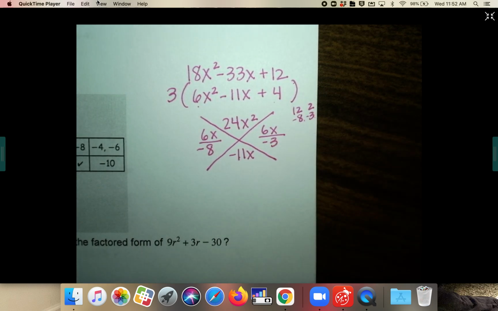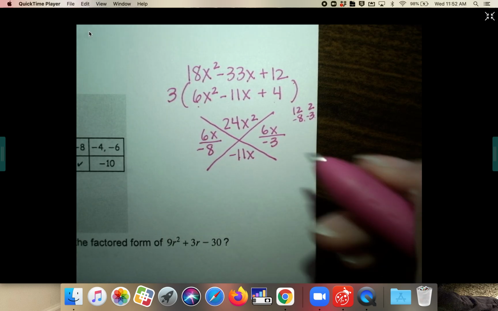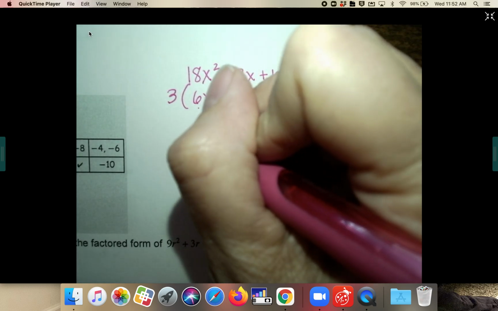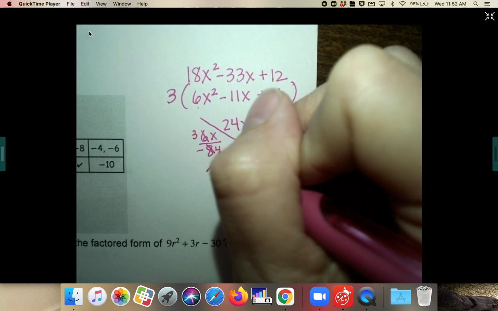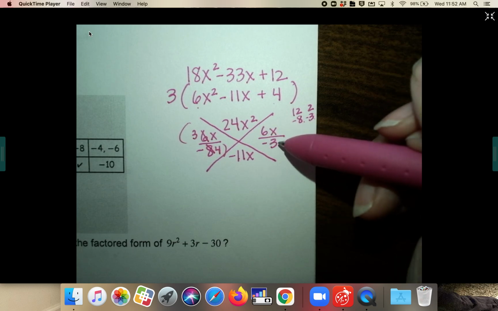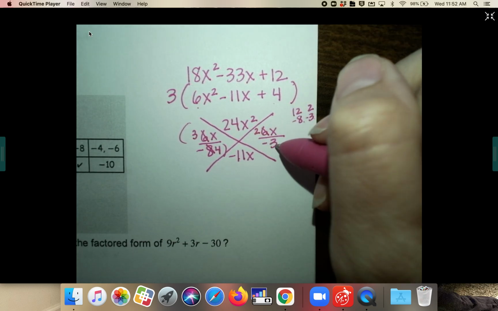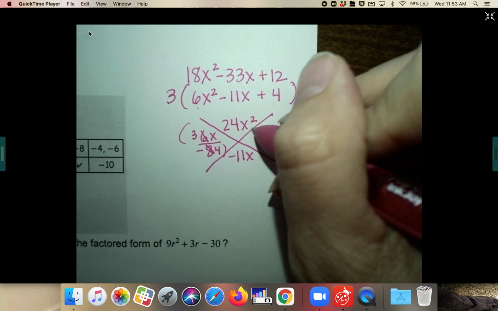And now we're done except simplifying. Both 6 and 8 will divide evenly by 2. So 6 divided by 2 is 3, and 8 divided by 2 is 4. 6 and 3 both divide evenly by 3. So 6 divided by 3 is 2, and 3 divided by 3 is 1.